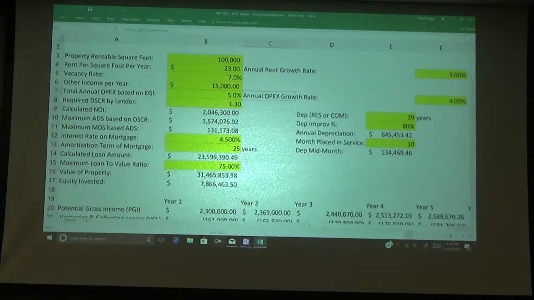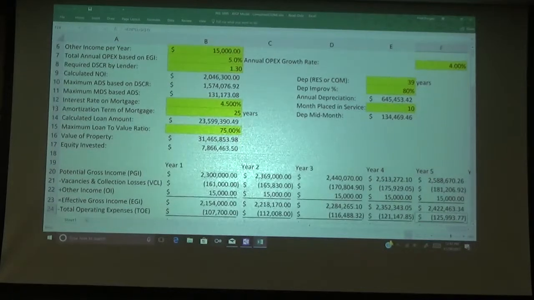Yeah, we have an annual operating expense growth rate of 4%, so that number, while the first year is based off of the effective gross income, the subsequent years are simply being grown at a 4% growth rate. Okay? Does that make sense? All right. Moving on down.